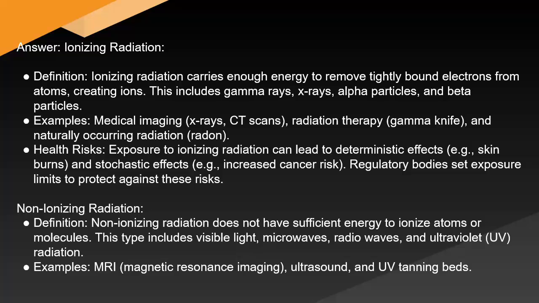Non-ionizing radiation. Definition: non-ionizing radiation does not have sufficient energy to ionize atoms or molecules. This type includes visible light, microwaves, radio waves, and ultraviolet (UV) radiation. Examples: MRI, magnetic resonance imaging, ultrasound, and UV tanning beds.